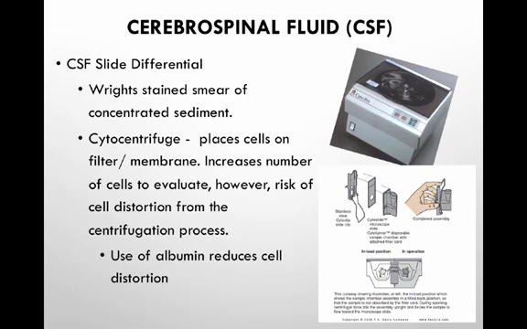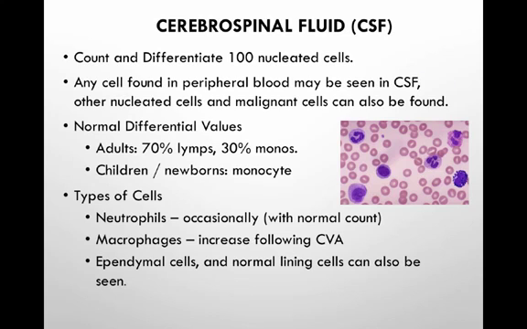The process can cause distortion of the cells as well. Most procedures add a small amount of albumin to help reduce cell damage and distortion. So the membrane is then mounted on a microscope slide and stained with Wright stain. And you can see an image here of the Cytotech cytocentrifuge and the assembly used for concentration of centrifugation.